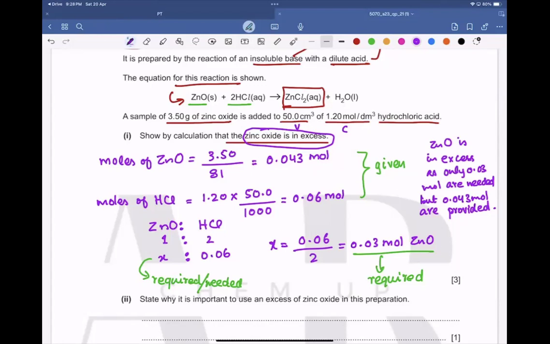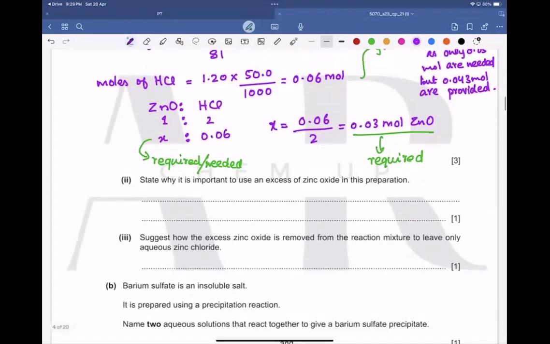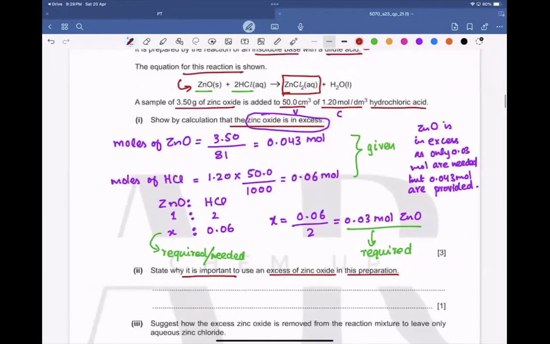It's very appropriate if you write the statement, so that the examiner knows that you are very clear. Now, next part: state why it is important to use an excess of zinc oxide in this preparation. Who is going to tell me the answer?